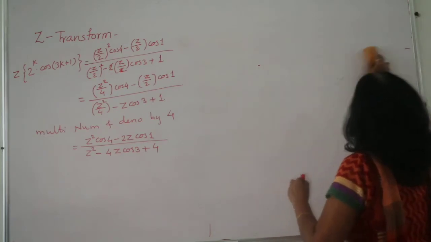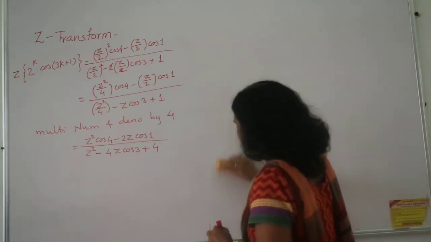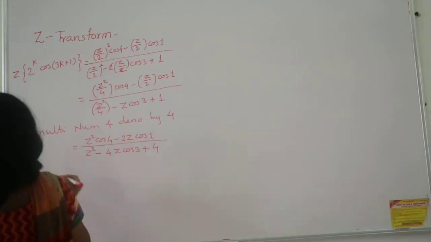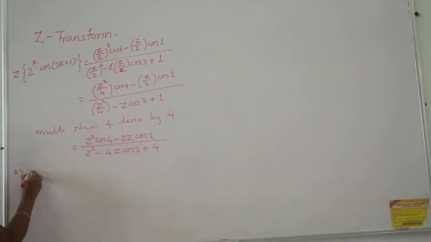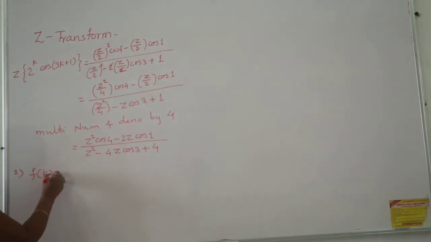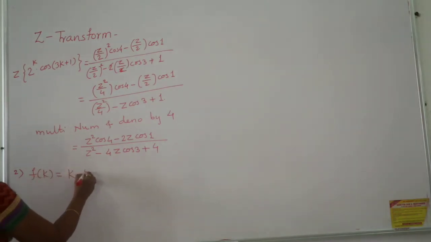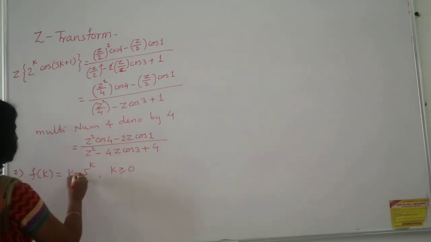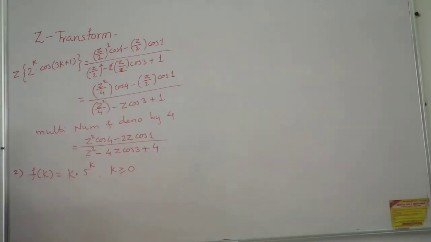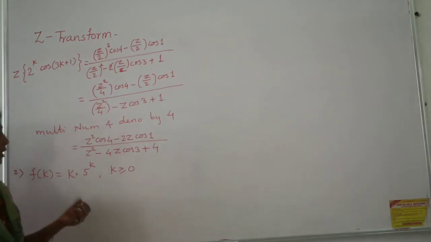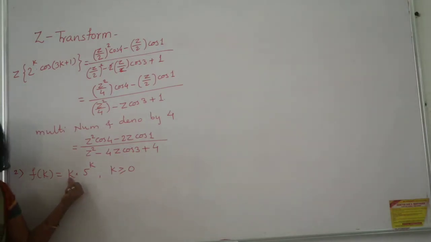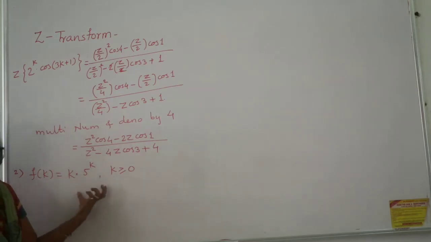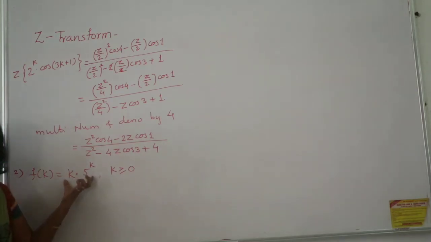So here I am trying to show you such basic examples with the help of which you can simplify or find out the z transform of any type of function. So suppose f of k is nothing but k multiplied by 5 raised to k, where k is greater than or equal to 0. Now in the previous example we applied the change of scale property. Now here we are seeing multiplication by k. So once again, applying the basic definition and finding the z transform of such a function is quite difficult.